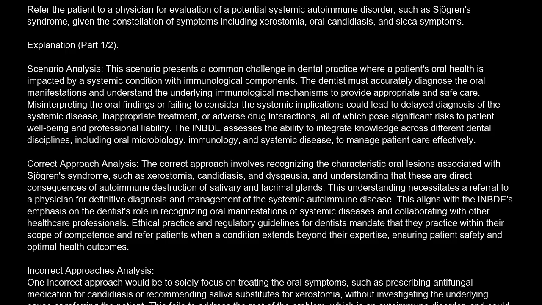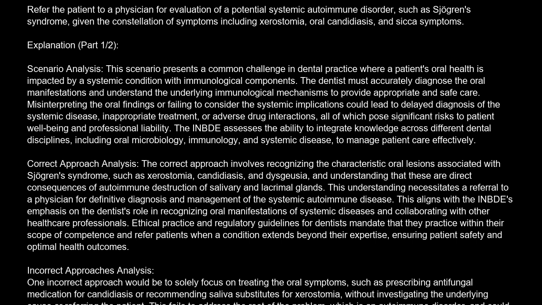The INBDE assesses the ability to integrate knowledge across different dental disciplines, including oral microbiology, immunology, and systemic disease, to manage patient care effectively. Correct approach analysis. The correct approach involves recognizing the characteristic oral lesions associated with Sjögren's syndrome, such as xerostomia, candidiasis, and dysgeusia, and understanding that these are direct consequences of autoimmune destruction of salivary and lacrimal glands. This understanding necessitates a referral to a physician for definitive diagnosis and management of the systemic autoimmune disease.